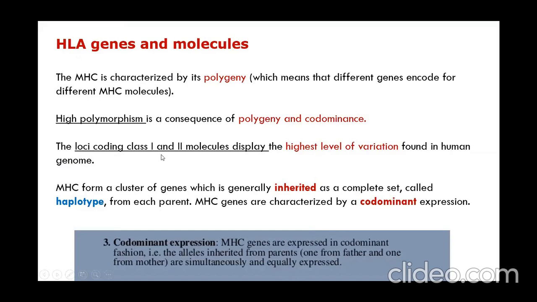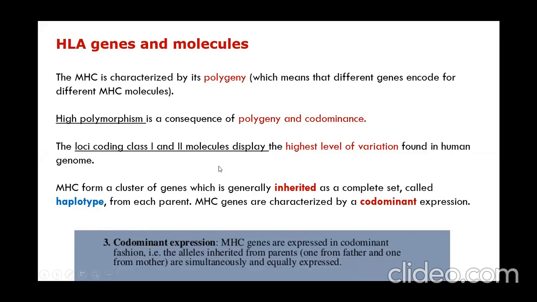In Class 1, we looked at a little bit more detail. For example, one of the class A MHC, HLA-A, codes for 566 or 800 polymorphic genes, haplotypes that we looked at in the last class. That's saying that MHCs are a cluster of genes which is generally inherited as a complete set called haplotypes from each parent. So why are we saying each parent? Because the concept of codominant expression comes up.